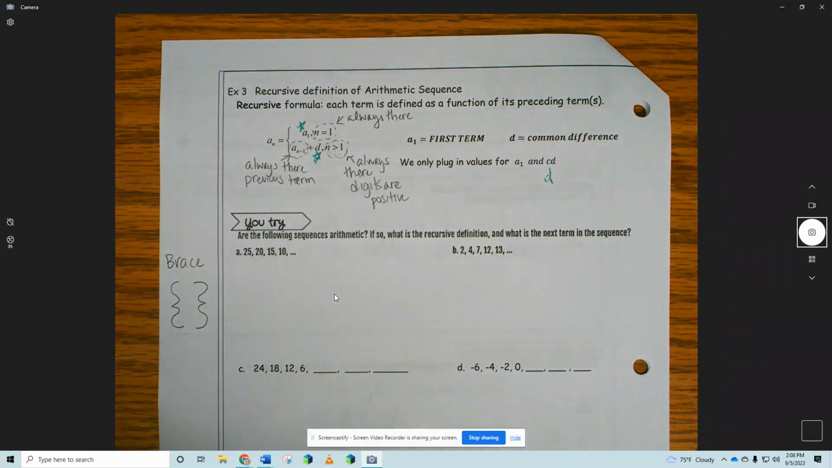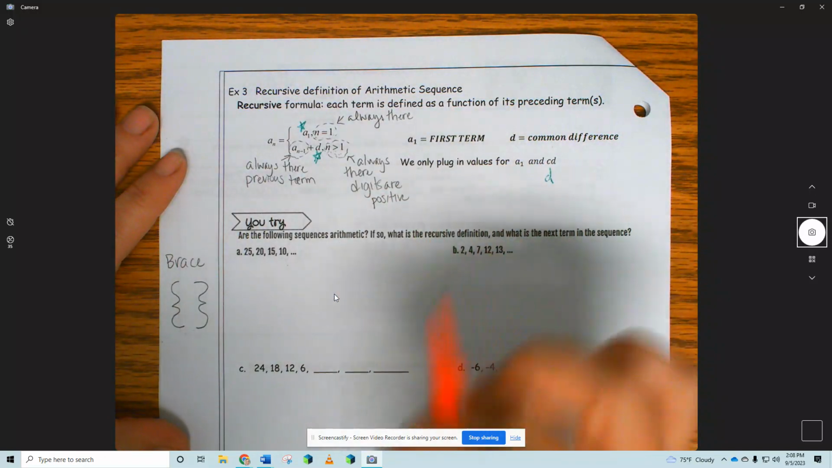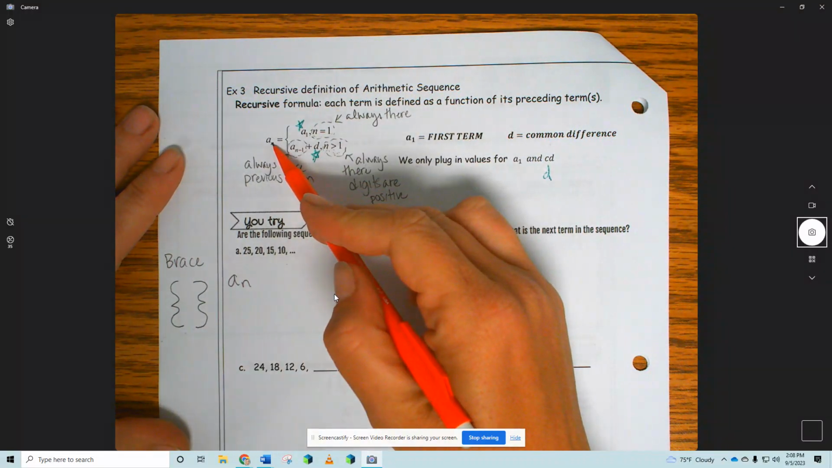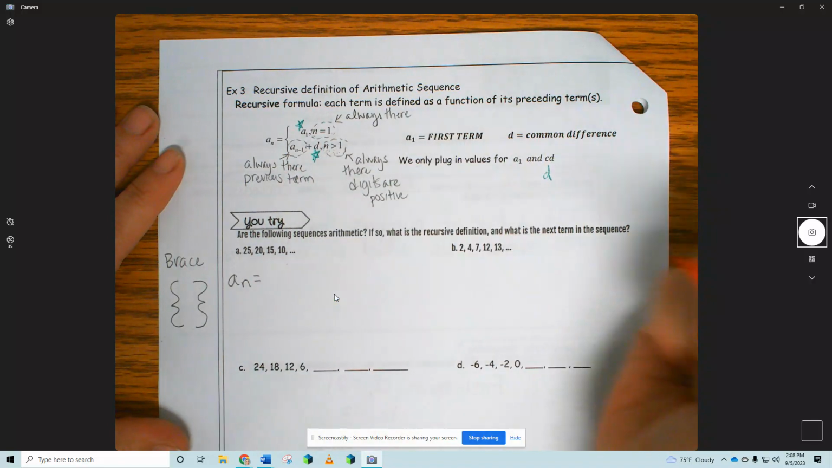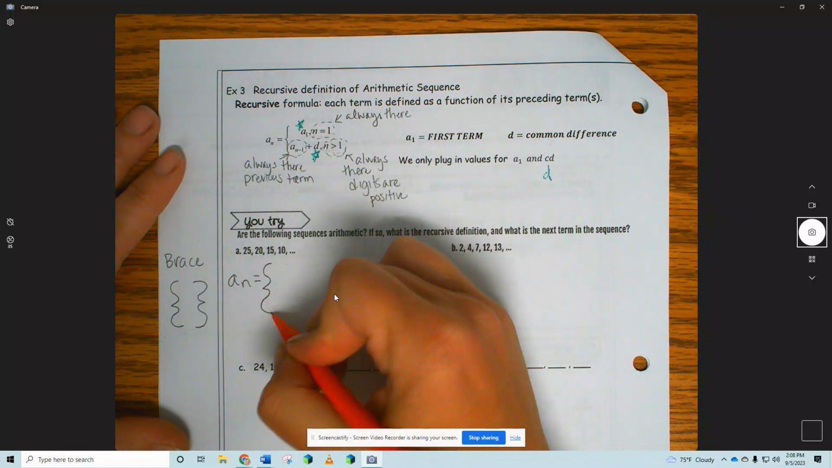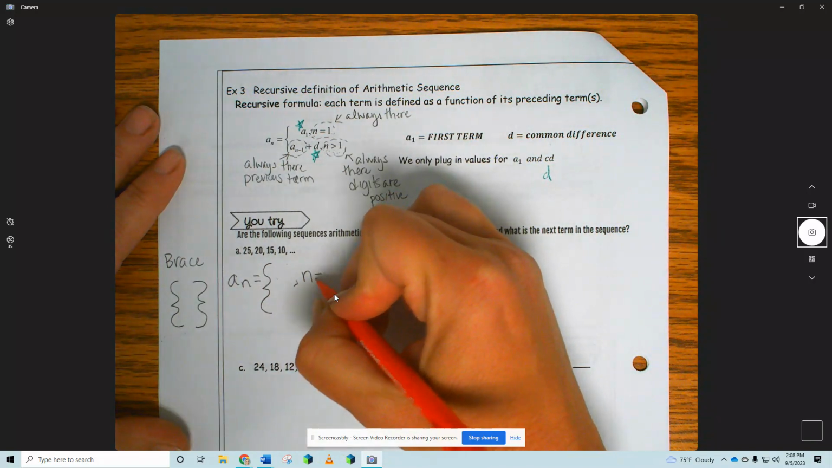Okay. All right, here we go. This is what it looks like. I have to plug in. I'm going to write everything, and I'm going to leave blanks for where I'm going to plug in. I have to have a sub n at the beginning, right there. I have to have the equal sign. I have to open the brace. And then I have to have n equals 1.